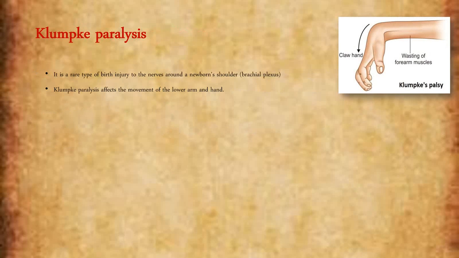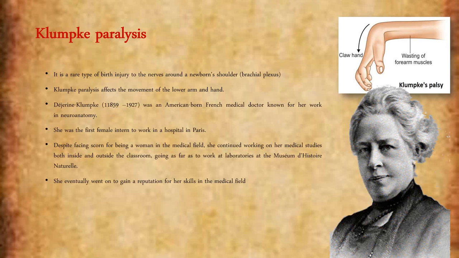Klumpke paralysis is a rare type of birth injury of the nerves around the newborn's shoulder. Klumpke paralysis affects the movement of the lower part of the hand. Dejerine-Klumpke was an American-born French medical doctor. She was a feminist, and despite facing scorn for being the only woman in French hospitals, she eventually went on to gain a reputation for her skills in the medical field.